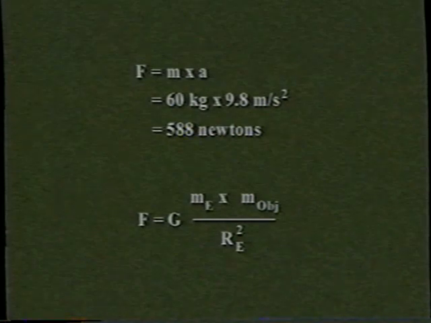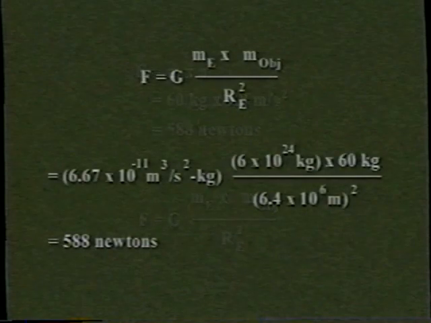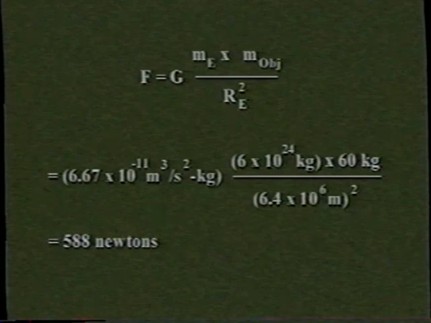But you can do the exact same calculation by plugging in to the expression for gravity. Force equals capital G, the mass of the Earth times the mass of the object you're looking at, divided by r squared. And plugging in those numbers, you come up with the exact same answer, 588 newtons. Two equivalent ways of calculating the force, the weight of an object.